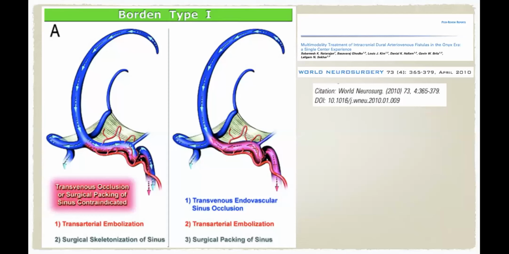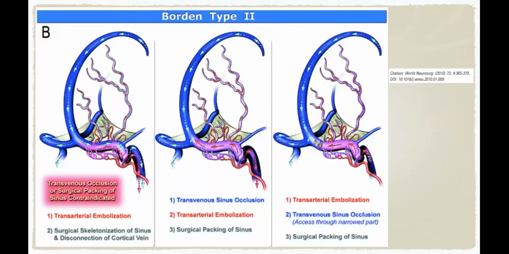Now, according to the Borden classification that you see in this graph, there can be two possibilities. Either there will be a retrograde drainage of the meningeal feeders into the direct venous sinuses, where there's possibly anterograde sinus drainage also. In this case, we cannot sacrifice the venous sinuses. So in these cases, we just do a surgical skeletonization of the sinus, cutting the dura all along, parallel to the venous sinuses, so that this particular retrograde filling is stopped. However, if the sinus is completely blocked and is only allowing a retrograde regurgitation from the meningeal feeders, then we can open the sinus and pack this with oxidized cellulose, which has been recommended by the previous authors.